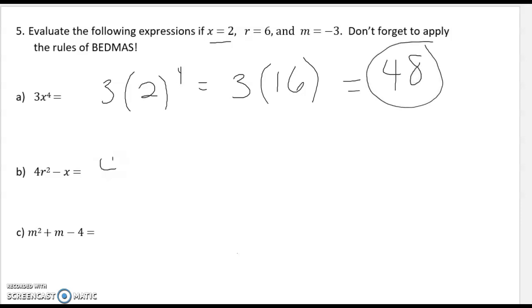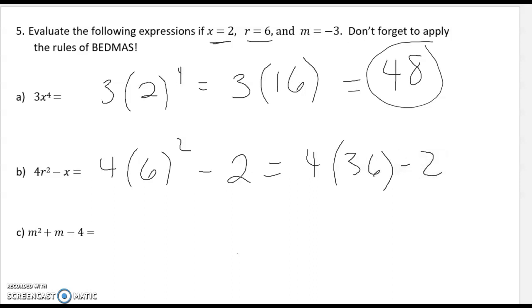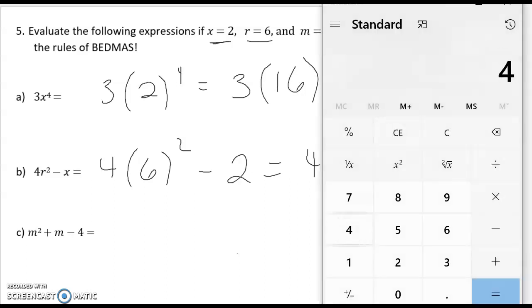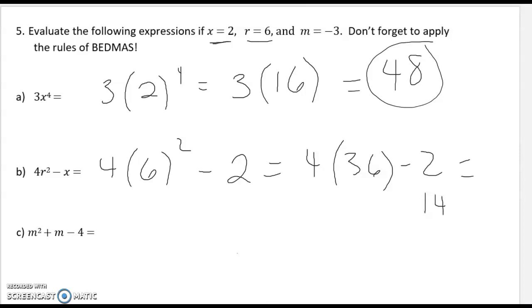Next one. We have 4 times r squared, but instead of r, we are putting in a 6. So it's 6 squared minus, but instead of x, we are putting in minus 2. Okay, so 4 stays out front. And now we have 6 squared. 6 squared is 36. Minus 2. And then we have to figure out 4 times 36. So 4 times 36 gives us 144. And then take away 2 gives us 142. So I just kind of skipped one step there just because I was running out of room.